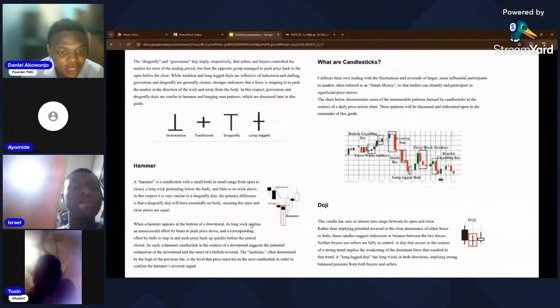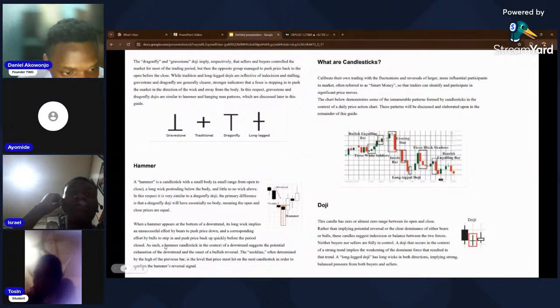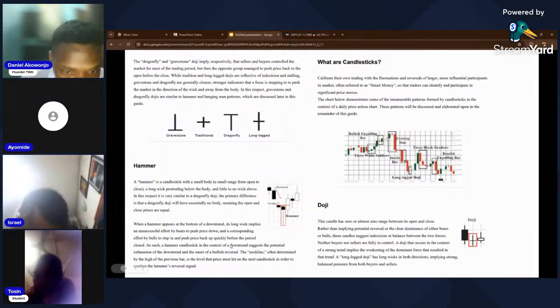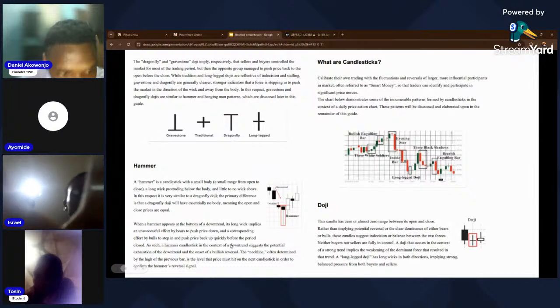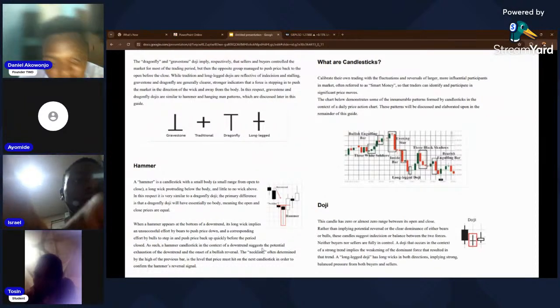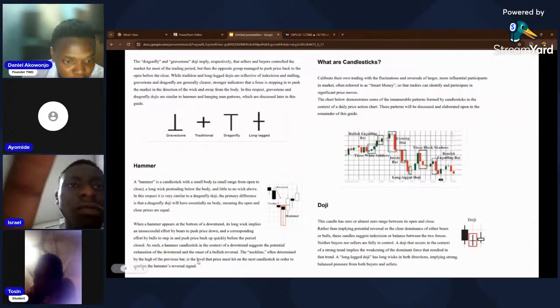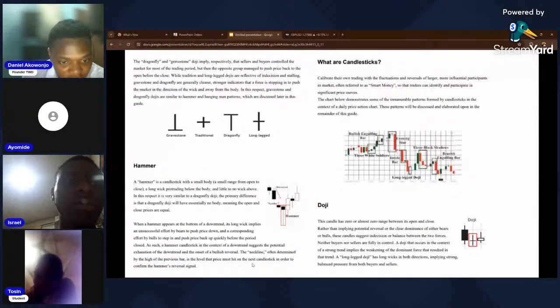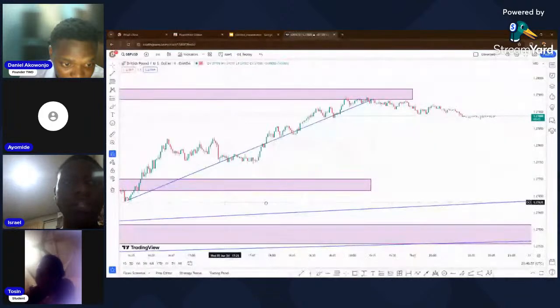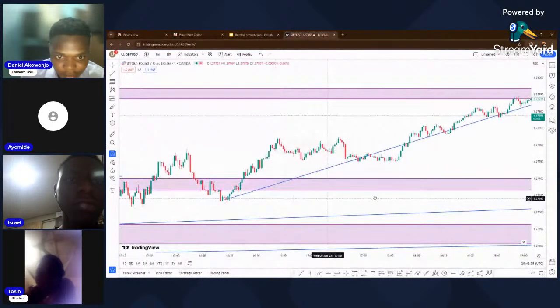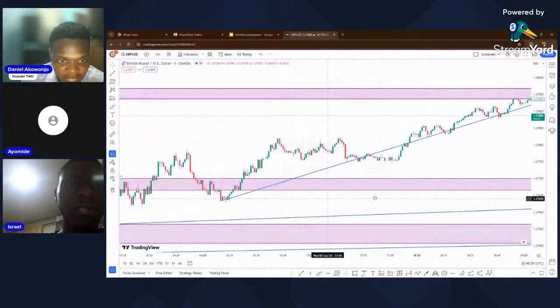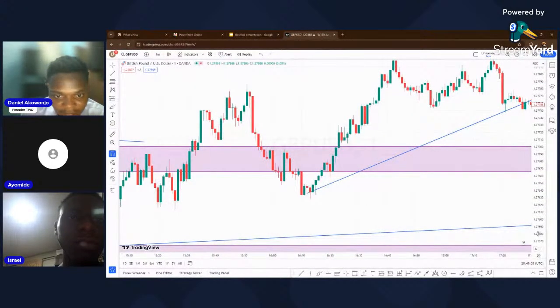So now, let's go ahead and talk about it. A hammer candlestick, in a downtrend, suggests the potential exhaustion of the trend and the onset of a bullish reversal. Like I said, the neckline, often determined by the high of the previous bar, is the level that price must hit on the next candlestick in order to confirm the hammer reversal signal. What does that mean? It means that immediately I saw this hammerhead here.